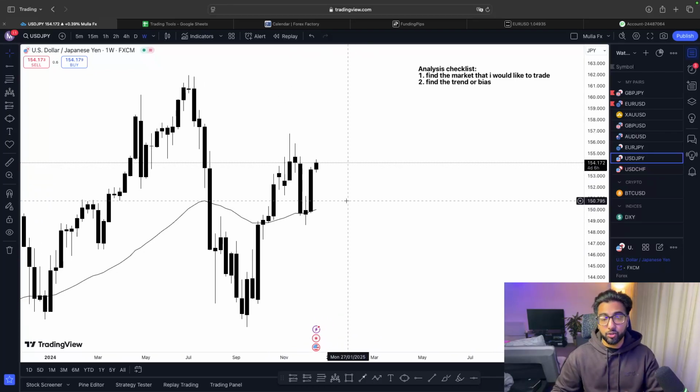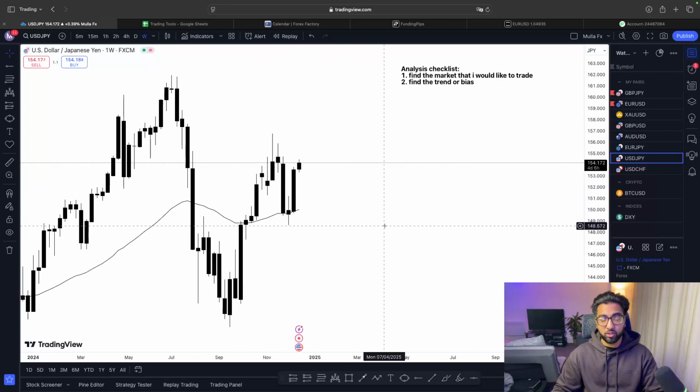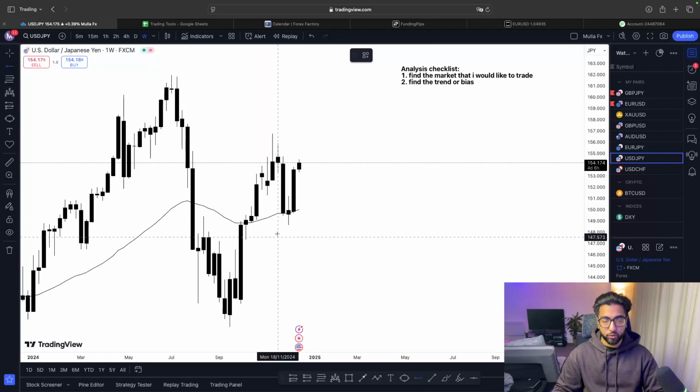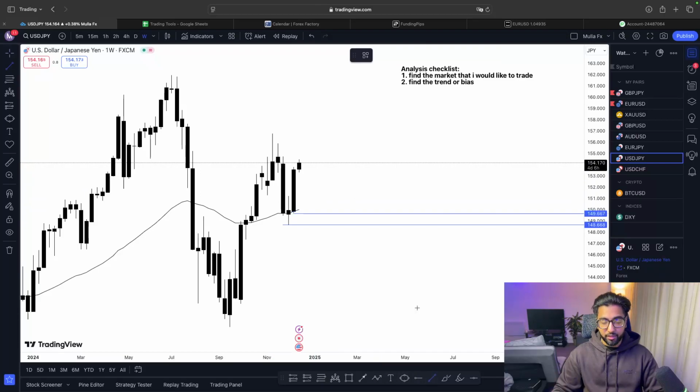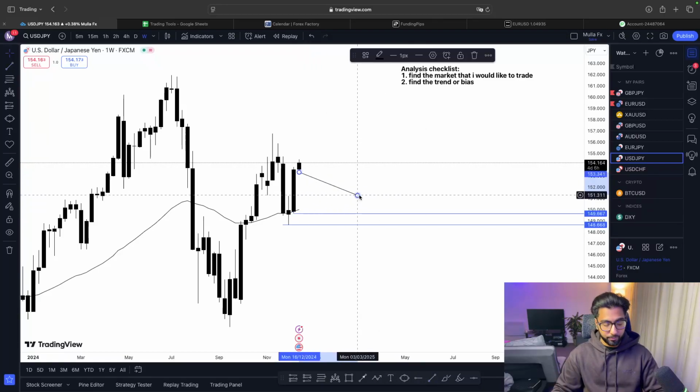And what I like to do is I like to see, okay, in the past few weeks, what was the lowest point in the market? So I would just get this tool, it's called the horizontal line or ray, and I'll put areas of the lows. So that was a low, that was a low of last week, and this is a low of this week. Okay.